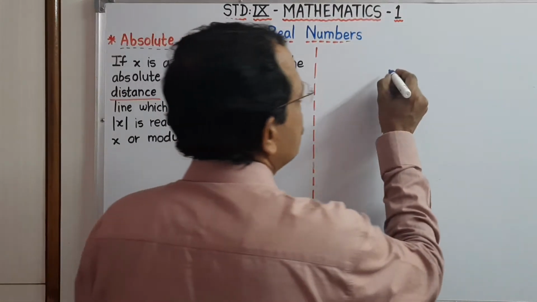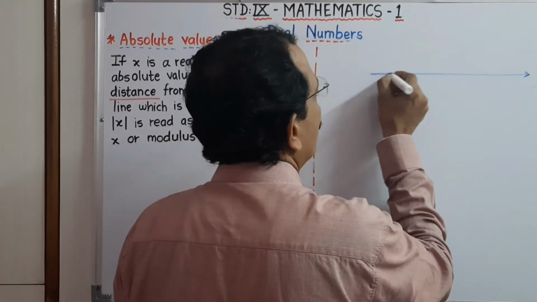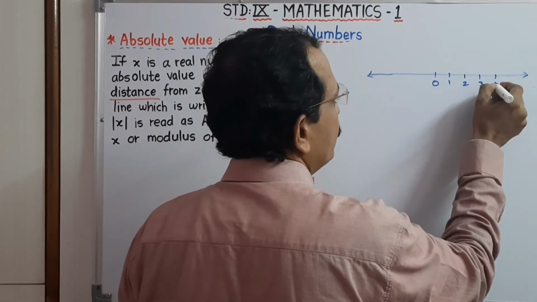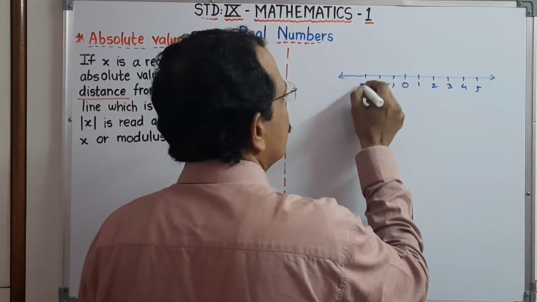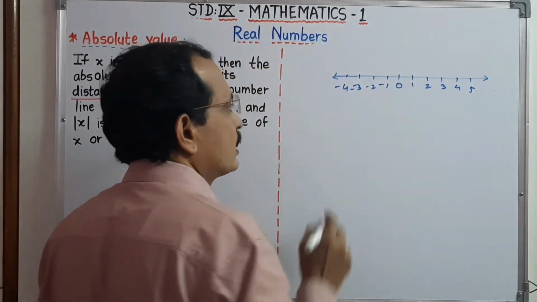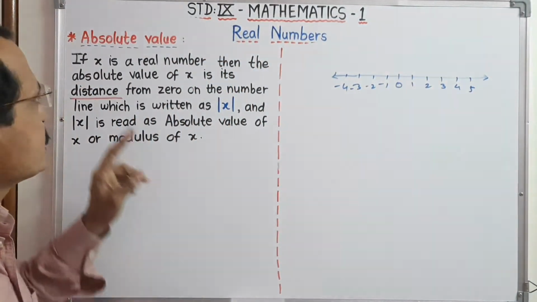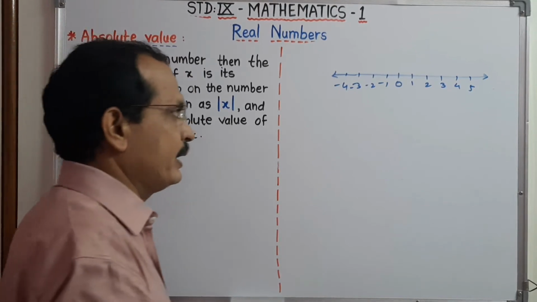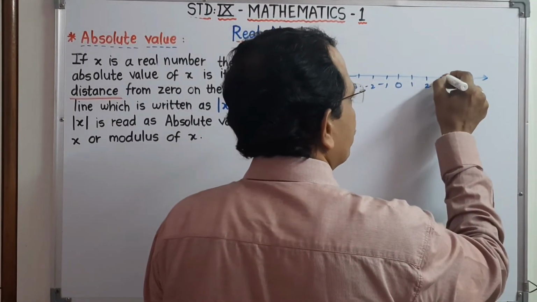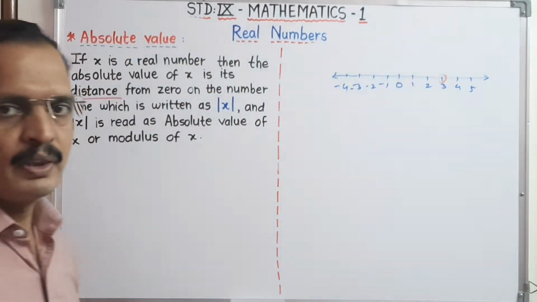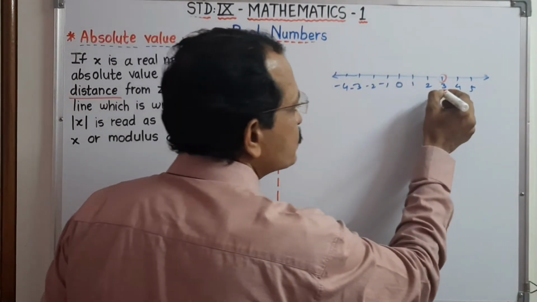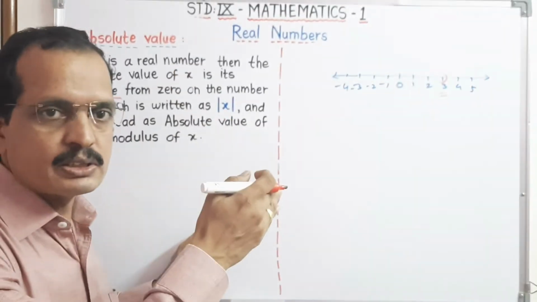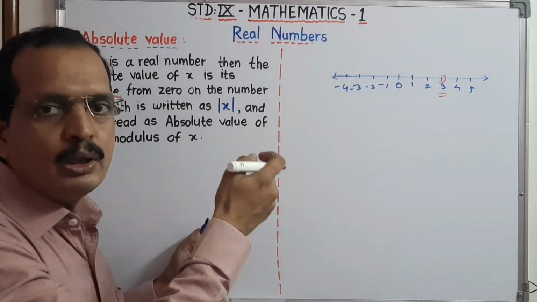That means see here. Suppose I draw here one number line. All of you know that it is 0. Here I write 1, 2, 3, 4, 5, minus 1, minus 2, minus 3, minus 4. Like this, these are the numbers on a number line. Now see here, x is a real number. Then the absolute value of x. Suppose I take x as 3. And we have to find out the absolute value of this 3. Now what is the absolute value of this 3?